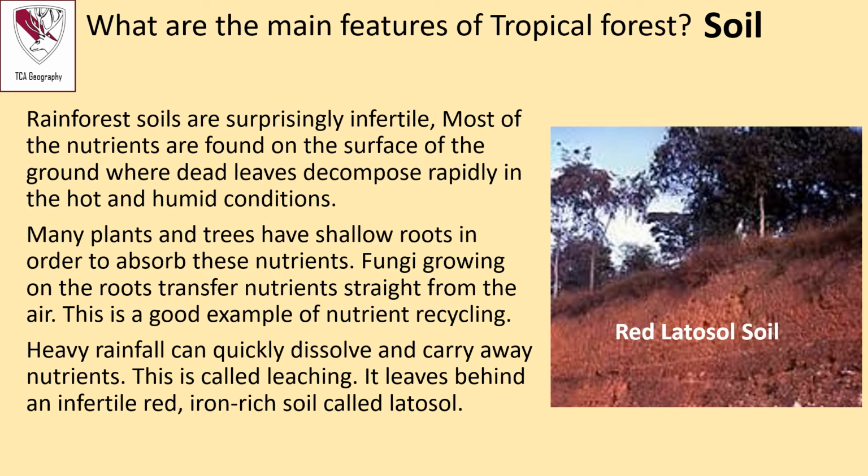Rainforest soils are surprisingly infertile. Most of the nutrients are found on the surface of the ground where dead leaves decompose rapidly in the hot and humid conditions. Many plants and trees have shallow roots in order to absorb these nutrients. Fungi growing on the roots transfer nutrients straight from the air. This is a good example of nutrient recycling. Heavy rainfall can quickly dissolve and carry away nutrients. This is called leaching. It leaves behind an infertile, red, iron-rich soil called Latersol.